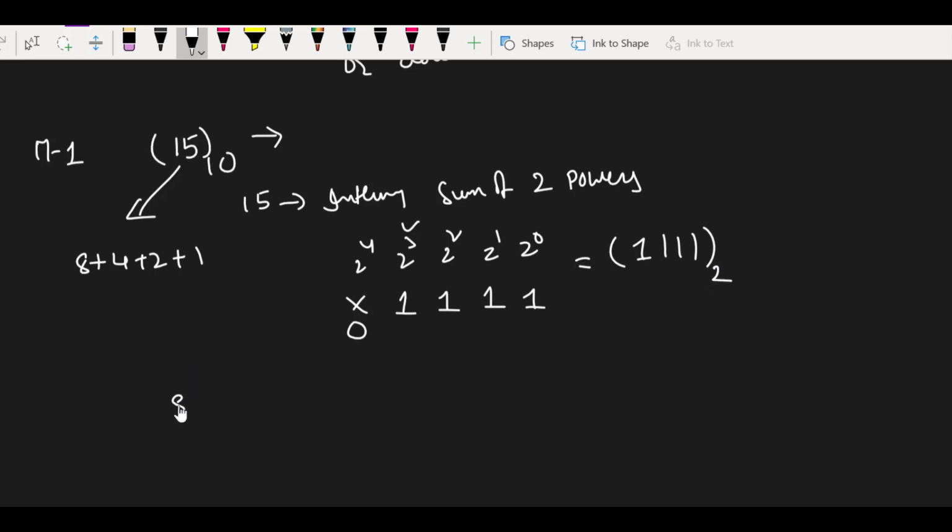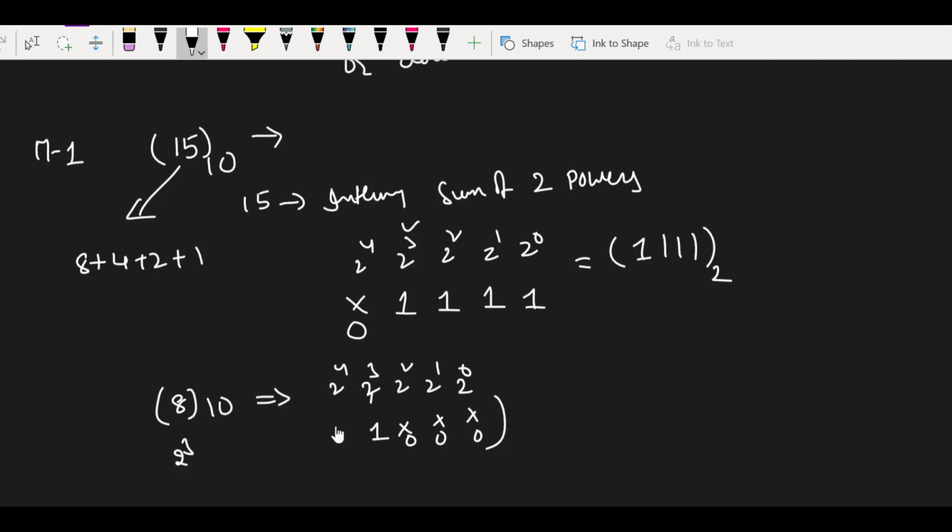Take one more example. Let's take 8 in decimal. You can express 8 as 2 power 3 directly. If you write the powers 2 power 0, 2 power 1, 2 power 2, 2 power 3, and 2 power 4, 8 can be directly expressed as 2 power 3. That means you keep 1 here. The rest you don't require, so you keep 0 here, 0 here, and you don't need 2 power 4, so write 0 here. So you can write it as 01000 in binary. So this is one way of converting a decimal number into a binary number.